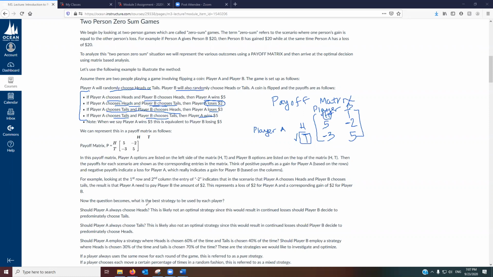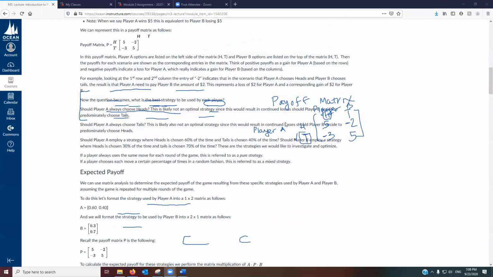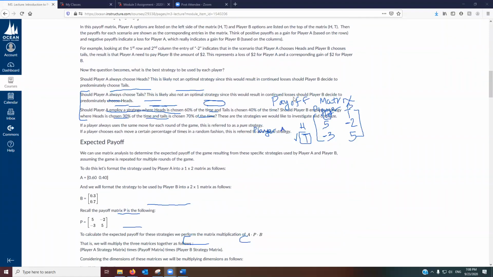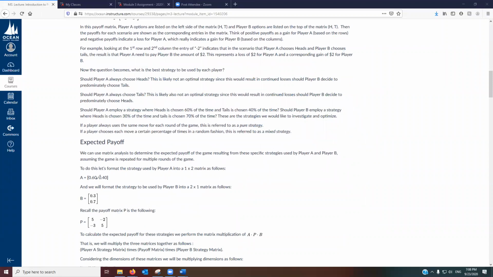All right, now the question is, what is the best strategy for each player? Should player A always choose heads, always choose tails? Should player A say, maybe I'm going to do 60% heads, 40% tails? And then player B is going to have their own strategy as well. So the way we're going to write this is set up a matrix for player A and player B. Okay, so let's say player A decides to do heads 60% and tails 40%. So this is the strategy for player A.